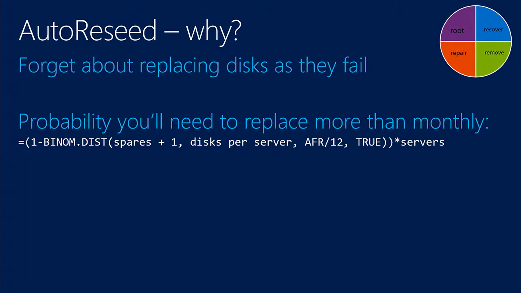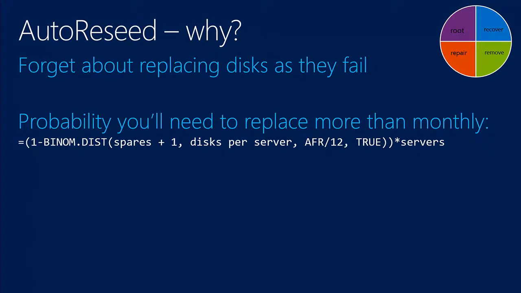So what we're looking at is the number of spares plus 1, the number of disks we have in the servers, the annual failure rate divided by 12, and then multiply that by the number of servers. So you find the values for the variables that are there, the spares, the disks per server, and your AFR. You plug that into this formula, you put it into Excel, and it will calculate the percentage that you have to replace disks on a monthly basis.